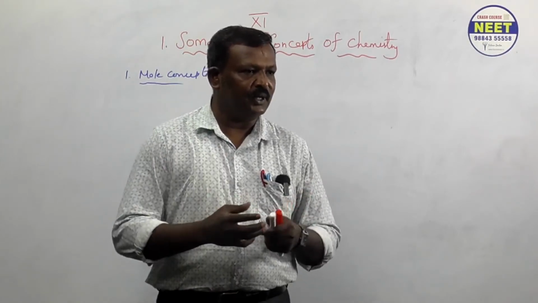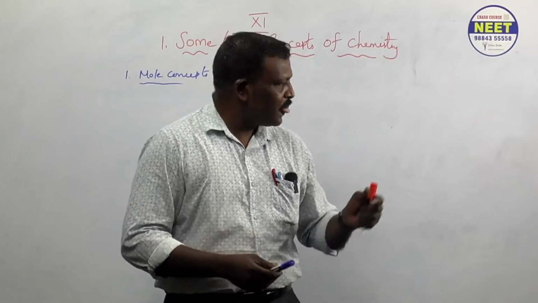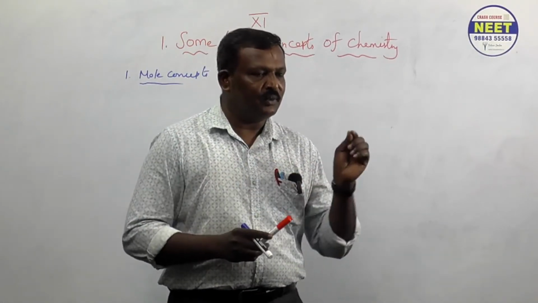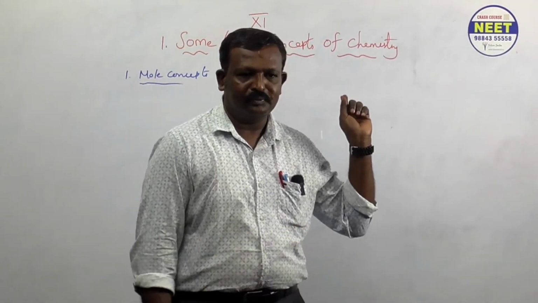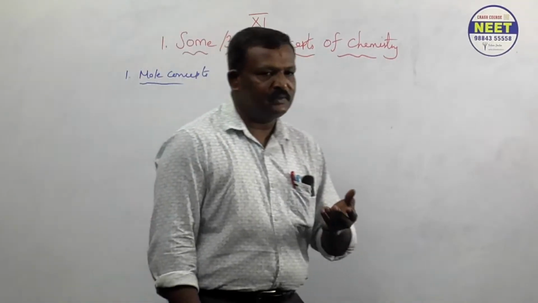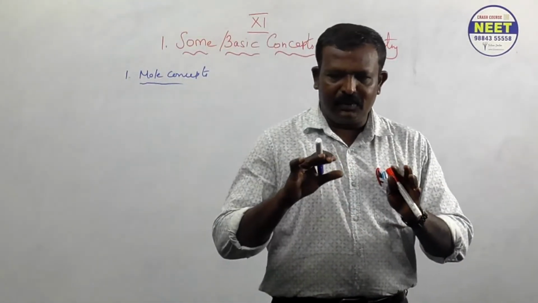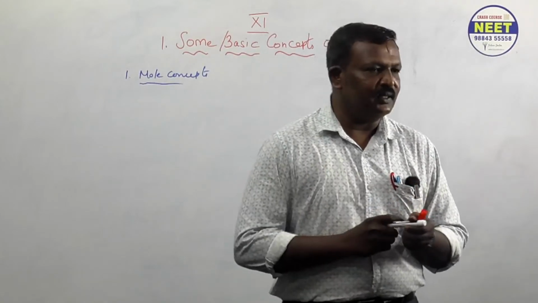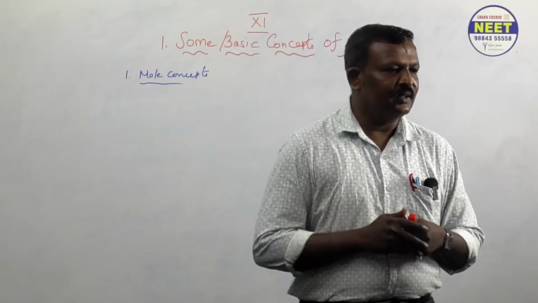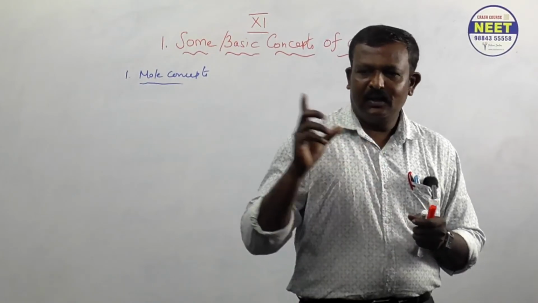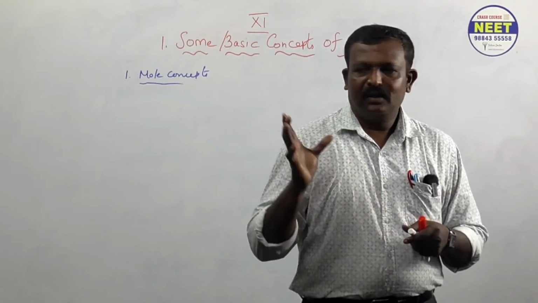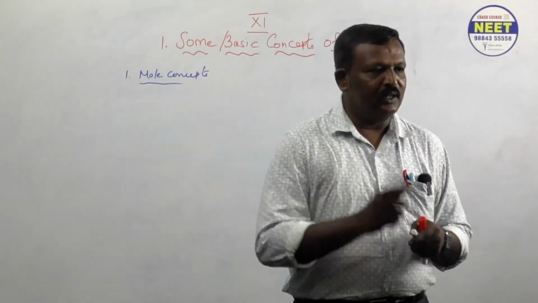Likewise, in chemistry, the amount of substance is expressed in one unit, that is called mole. Understood? One week, 7 days: we express a large quantity in a small term. That's all. So 7 days is 1 week, otherwise it is cumbersome. In chemistry we use one term, called mole.